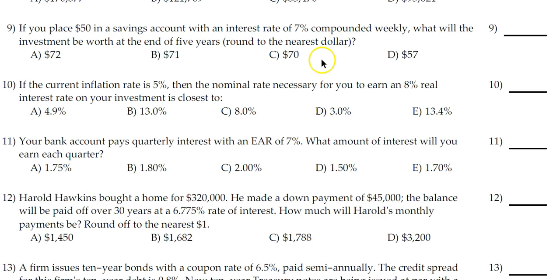Alright, let's look at question 9. If you place $50 in a savings account with an interest rate of 7% compounded weekly, what will the investment be worth at the end of 5 years? So this is a simple question of a future value. However, here we have weekly compounding, so we're going to have to transfer our interest rate to a weekly rate.